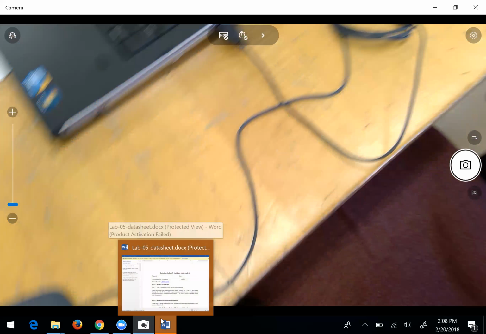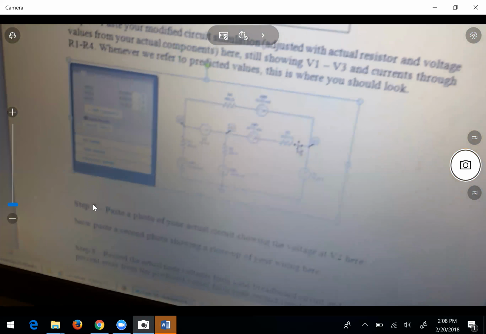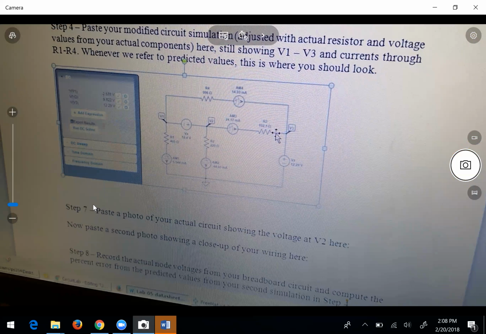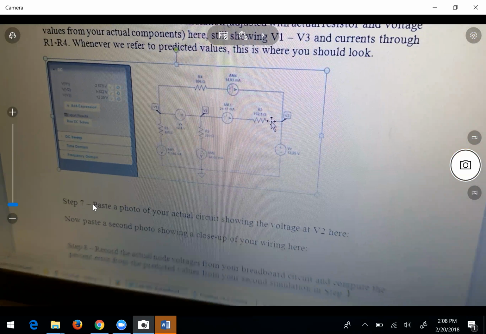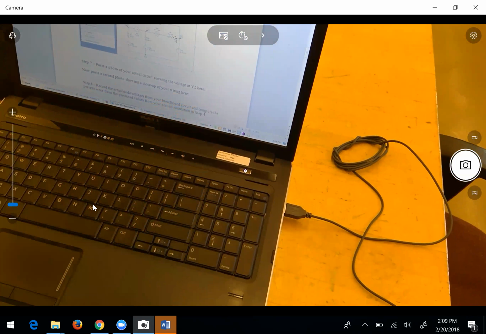Any other questions? I actually do have a question. How do you want us to take the photo? Just with our phone? The photo of the actual circuit, for step 7. Not the simulation, the actual circuit. Yeah, use your phone and upload it. Take a close up too, so I can see the wiring if there are any issues. You want two photos, one of the voltage of V2, and then the other one a close up. Yep. Good.